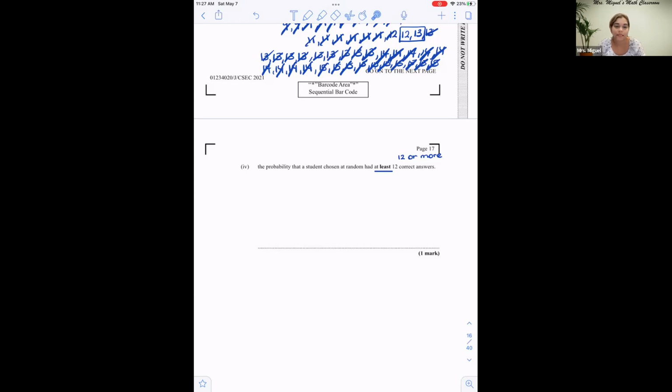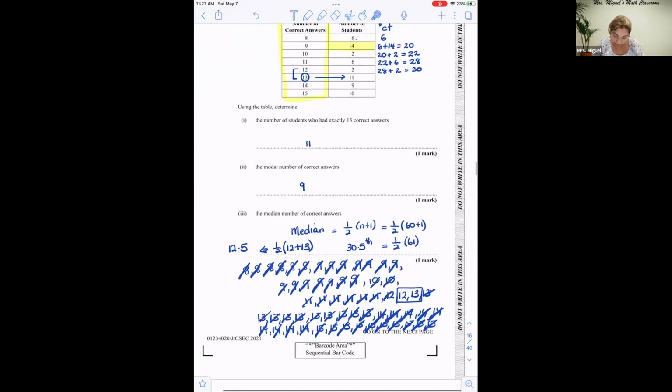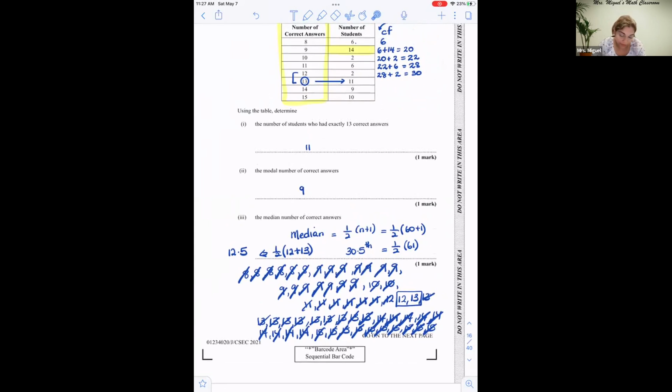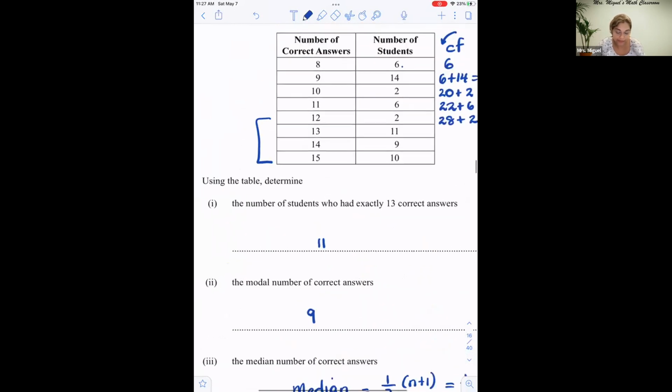So let us go to the data and see how many students had at least 12 correct answers. So I'm going to erase here. So they can have 12 or more than 12. So the students can have 12 answers. They can have 13 because 13 is more than 12. They can have 14 because 14 is more than 13. Or they can have 15 because 15 is more than 12 as well.